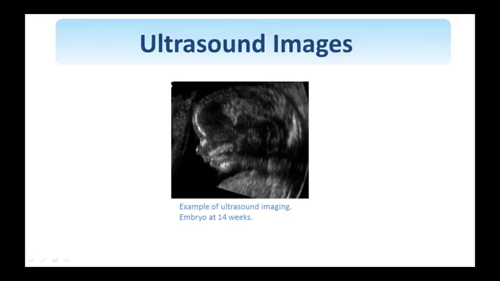So these reflected waves are picked up by the probe and relayed to the computer, and the computer calculates the distance from the probe to the tissue or the organ boundary using the speed of sound. At the end, the system displays the distances and intensities of the echoes on the screen, forming a two-dimensional image. And this is the image we see here of this embryo at 12 weeks, or 14 weeks rather.